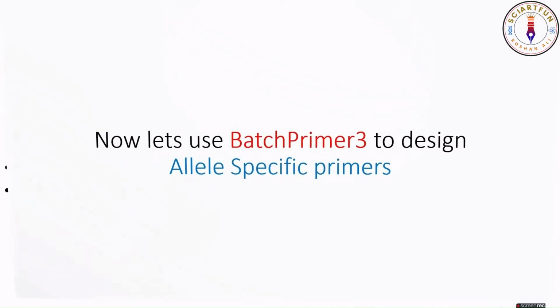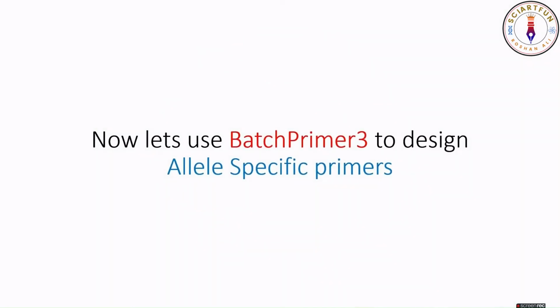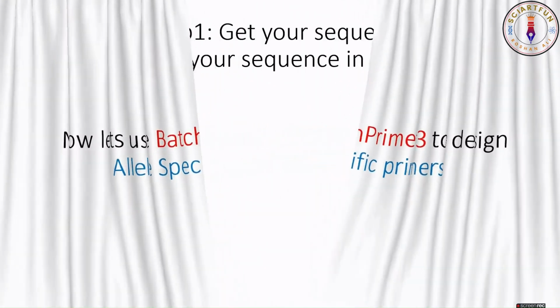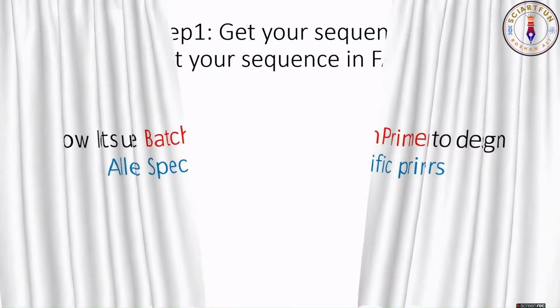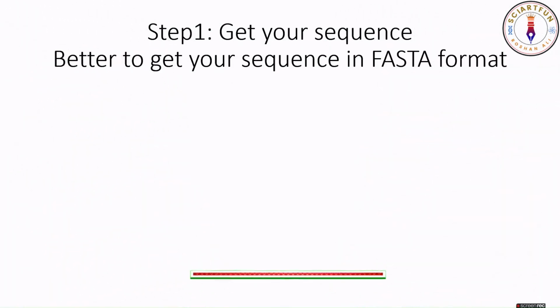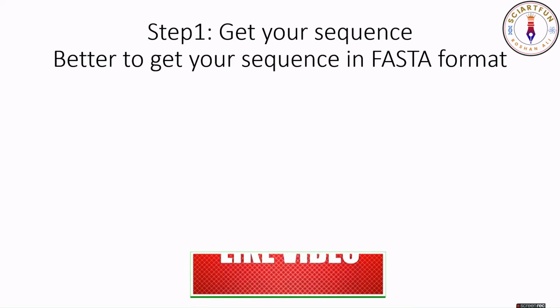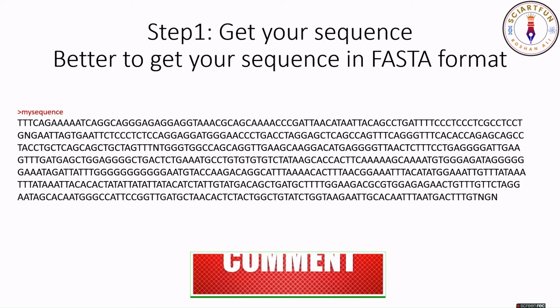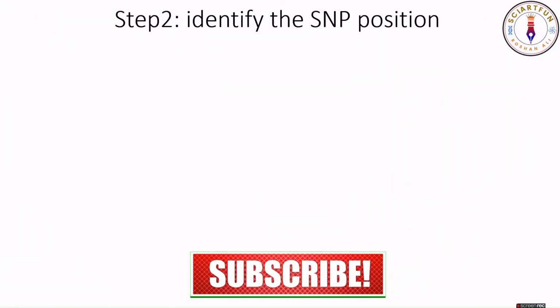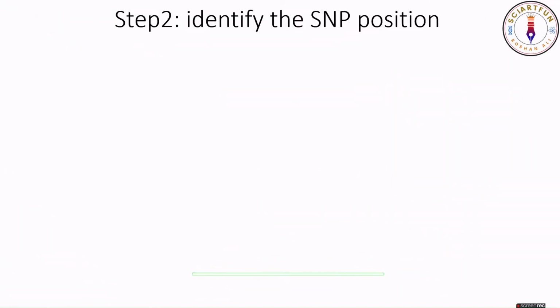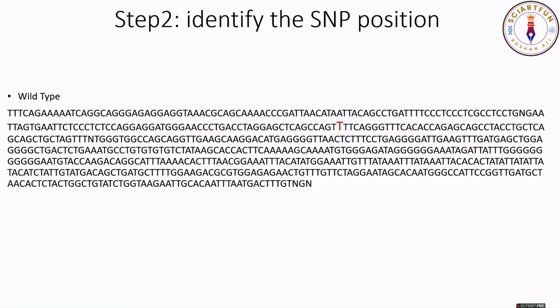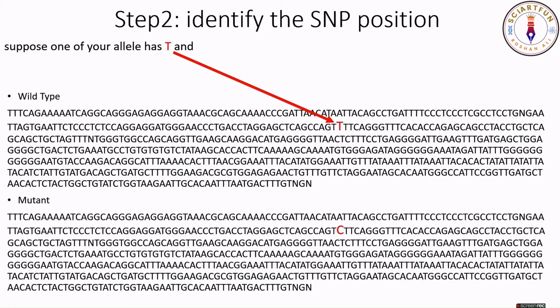Now let's use BatchPrimer3 to design allele-specific primers. Step number 1. First, you have to get your desired sequence. Now identify the target nucleotide at the SNP position. For example, in our wild-type allele we have T at the target SNP position, while our mutant allele has C at this position.